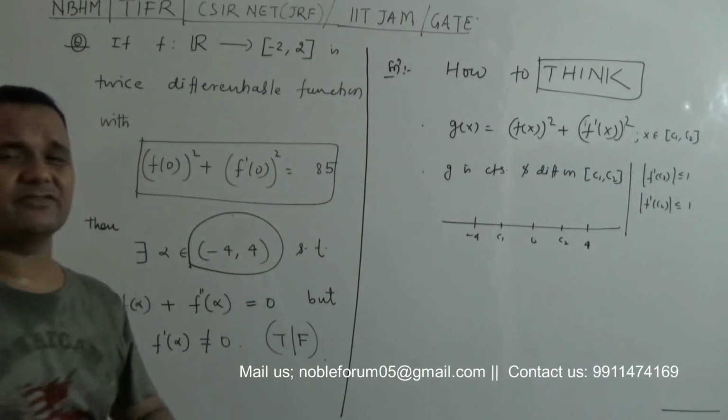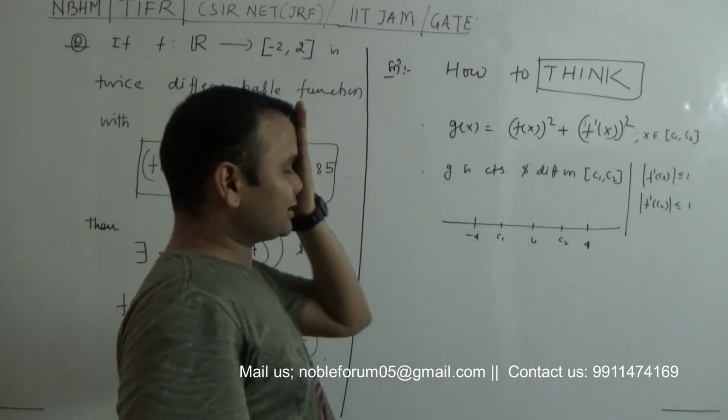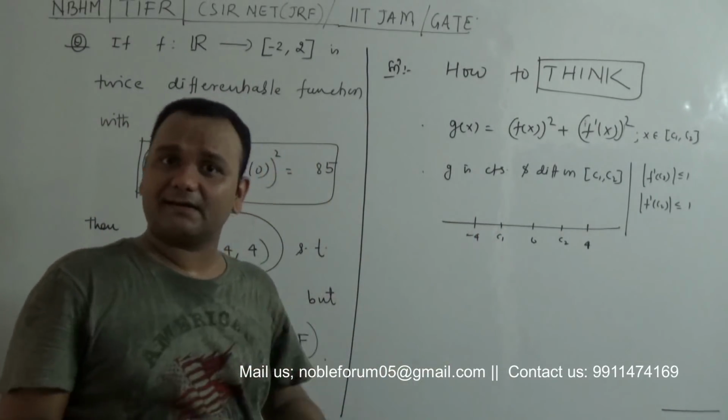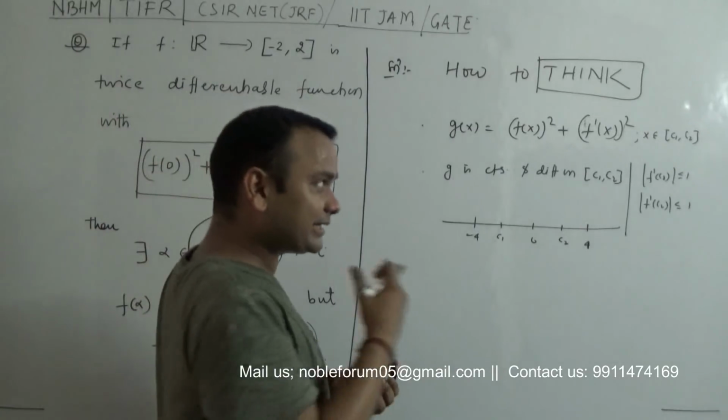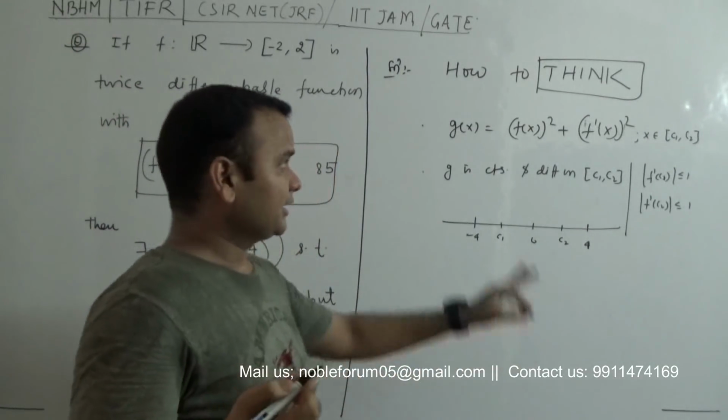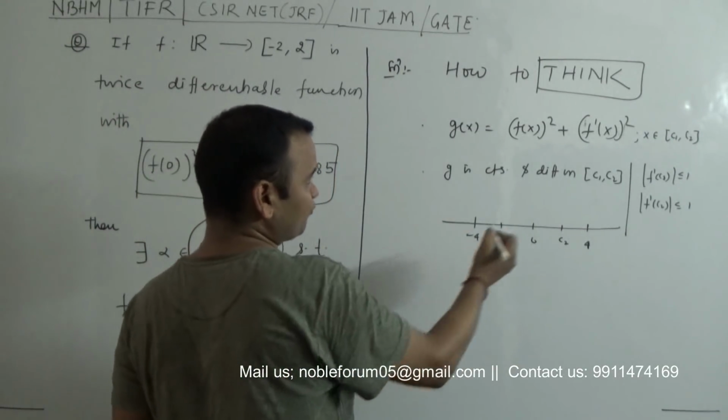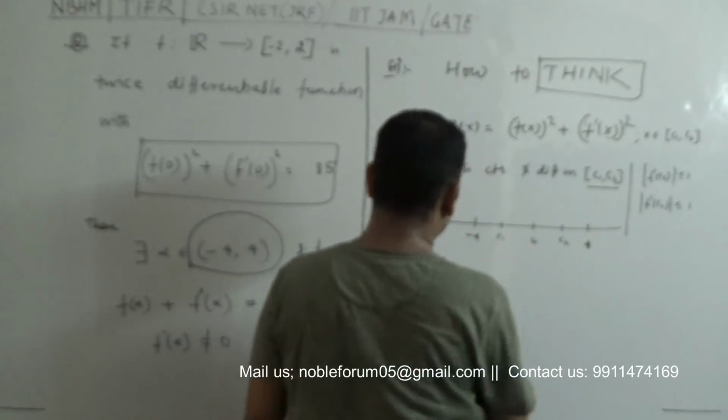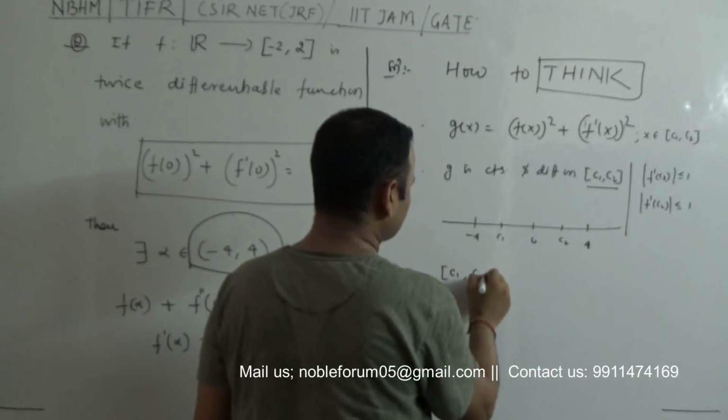Of course my function is differentiable over R. So the restriction of a differentiable function to subsets of R is also differentiable. It's not a big deal. So this is differentiable, and this is my compact set, [C1, C2].